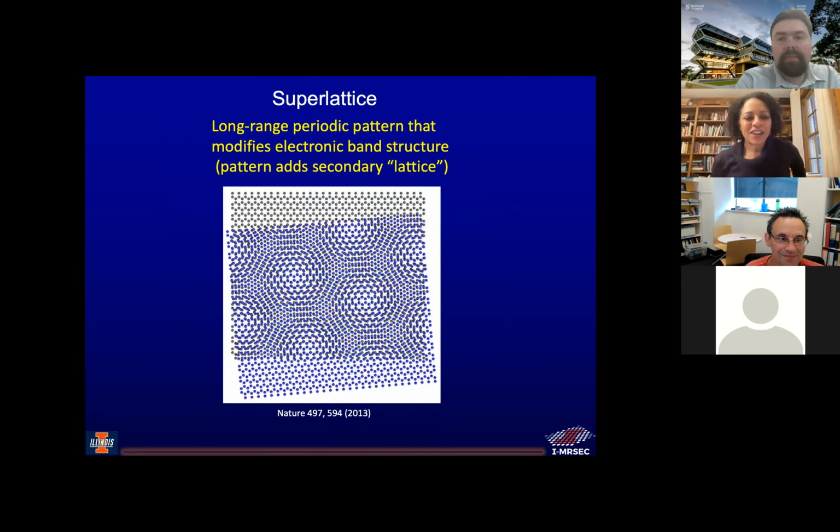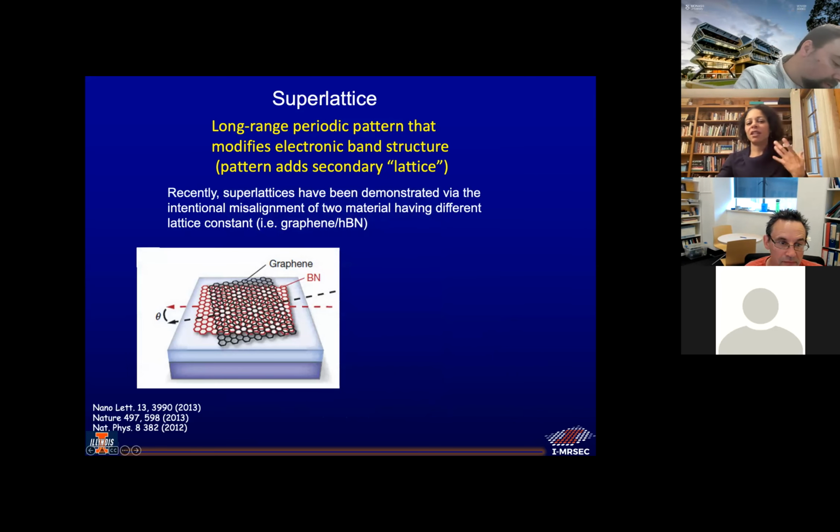This is a very hot topic all the time. I just came back from the March meeting, and there are lots and lots of sessions still on 2D materials and twistronics and superlattices. A superlattice is just any sort of long range pattern that modifies the band structure, right? So the pattern adds a secondary lattice. Here's one lattice, here's another material lattice, you put them on top of each other and you get a secondary lattice that has a structure that's typically larger than the lattice of either original material. Okay, and of course, this was made famous originally by graphene and boron nitride.